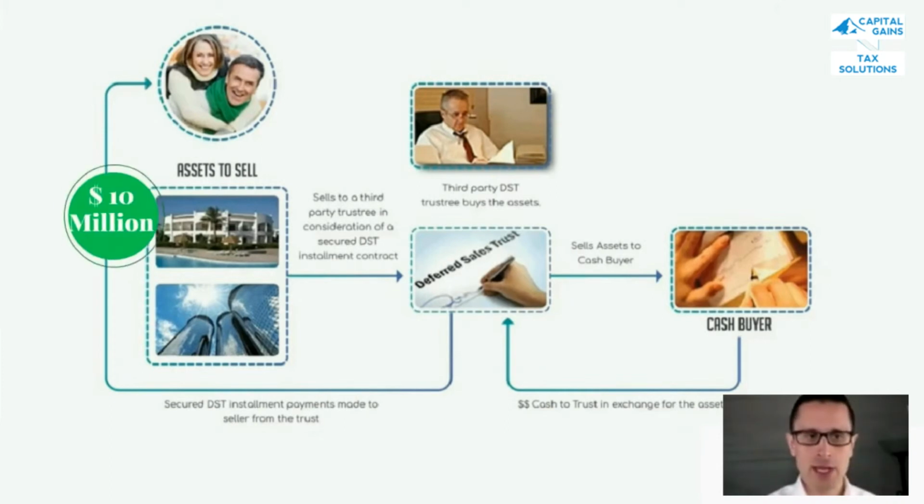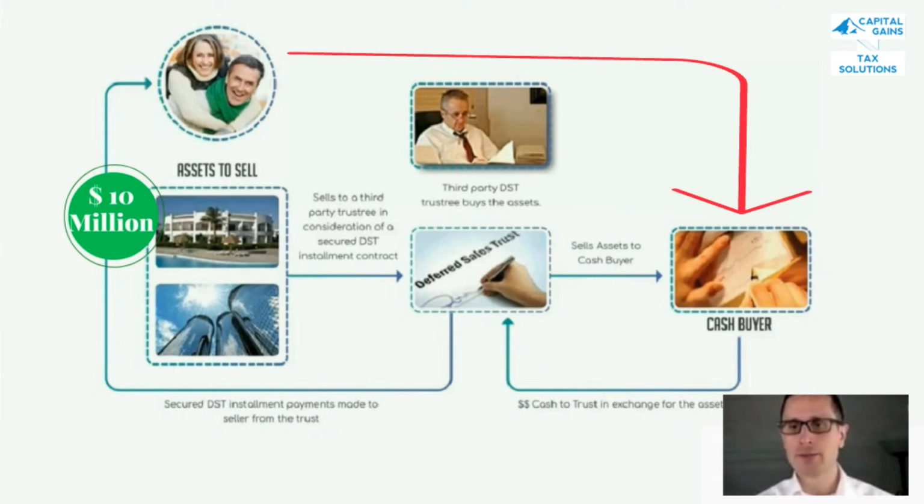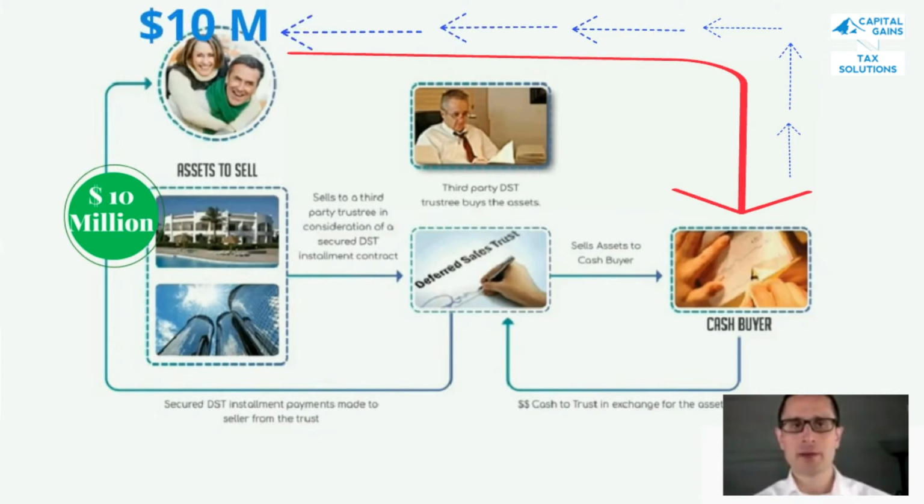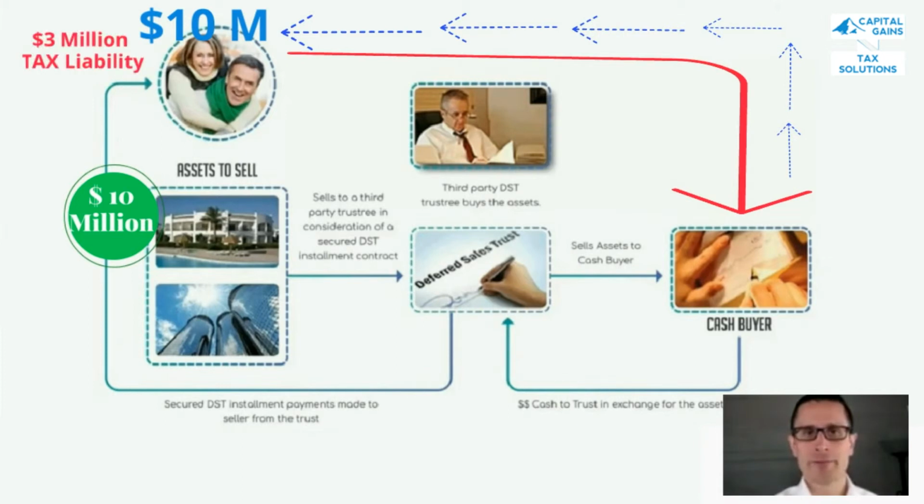So this is the $10 million sale here. In a traditional deal, again, they would sell it directly to the cash buyer. And the cash buyer can have a lender too, it doesn't have to be all cash. And they would send the $10 million here. Again, in that scenario, they received $10 million in constructive receipt. But the client doesn't want to do that because they don't want to pay, let's just say in this scenario, $3 million in tax liability. We'll just use 30%. Keep it an easy number.